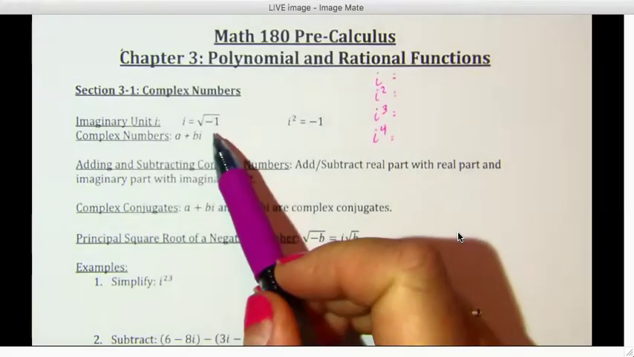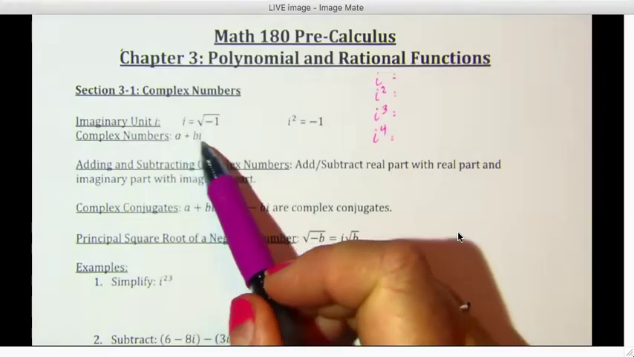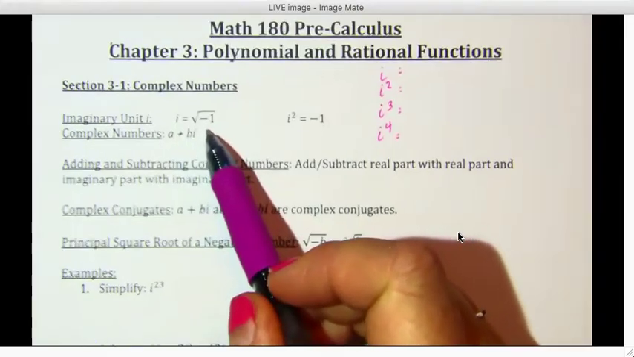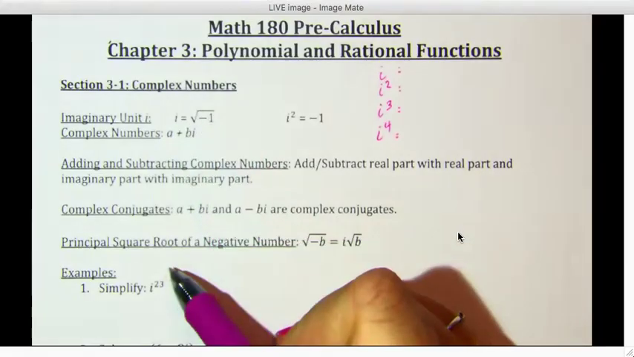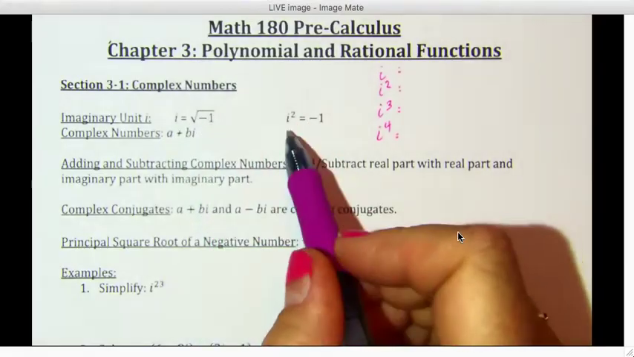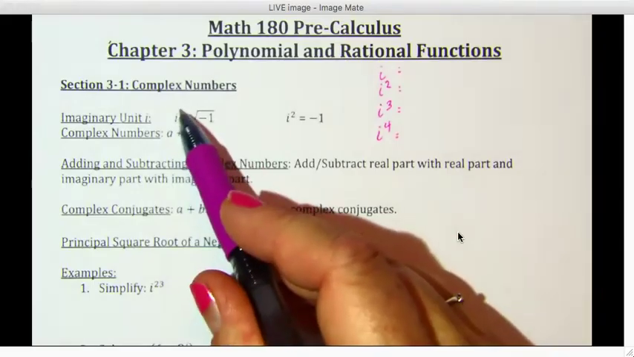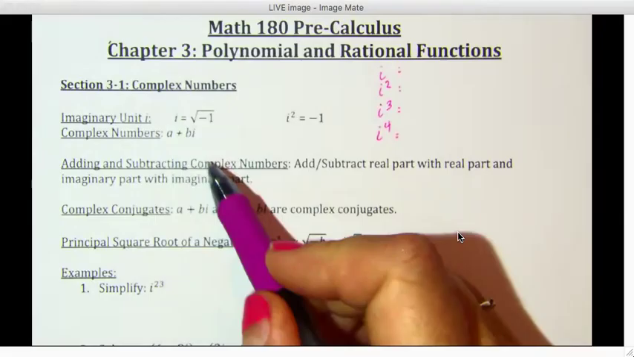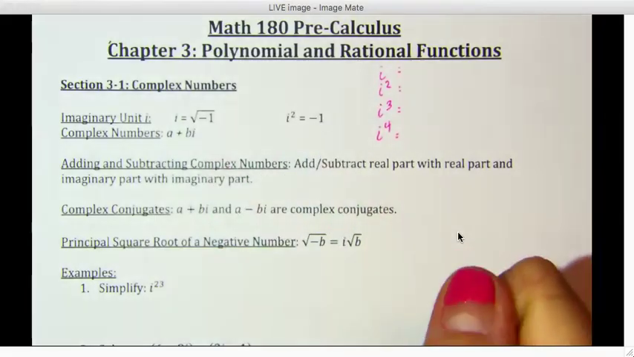So the definition of an imaginary number, we call this imaginary number i, and by definition, it is the square root of -1. So i is equal to the square root of -1. If we square both sides of this, if I were to square i and square the square root of -1, then i squared would be equal to -1.